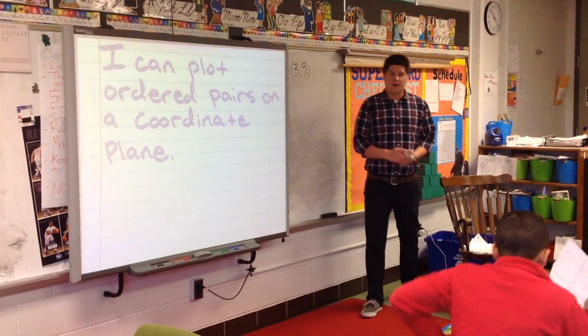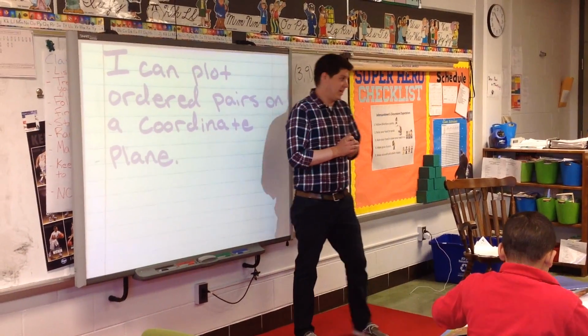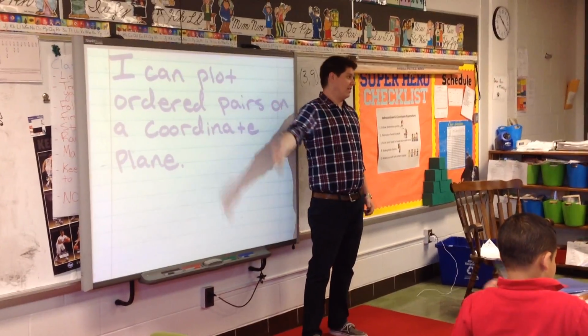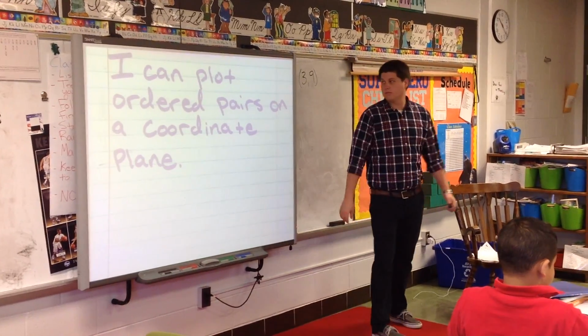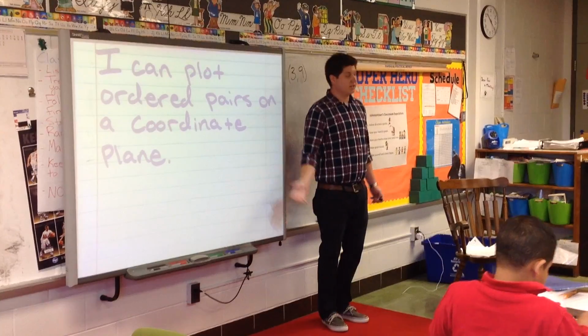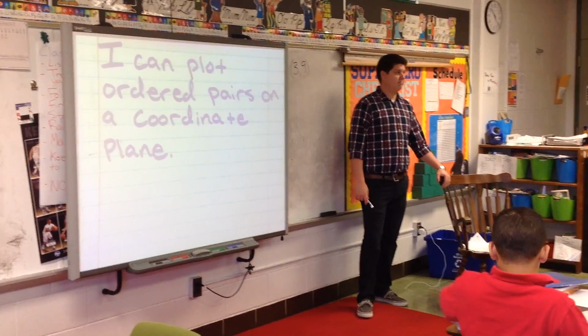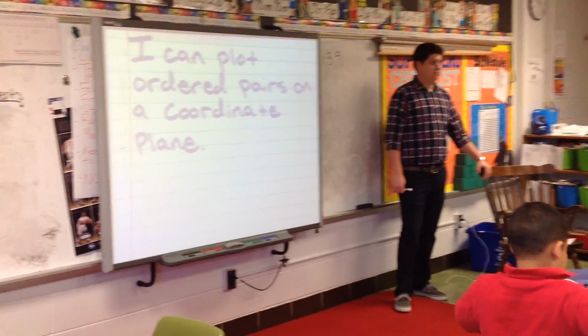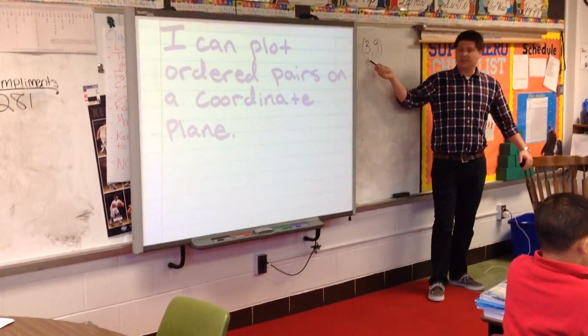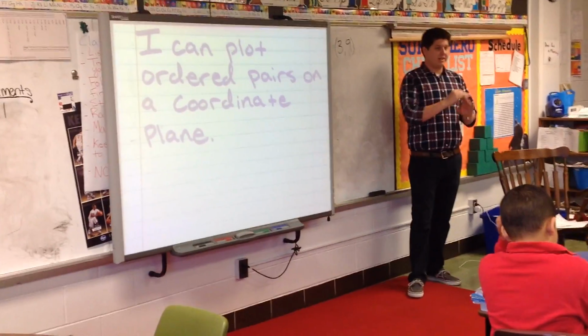Guys, our I can statement today is not complicated. Simeon, read that out loud for me. I can plot ordered pairs on a coordinate plane. Can you tell me what that means? It means that you can plot the pairs, you can put something like this on a coordinate plane or on a grid, right?